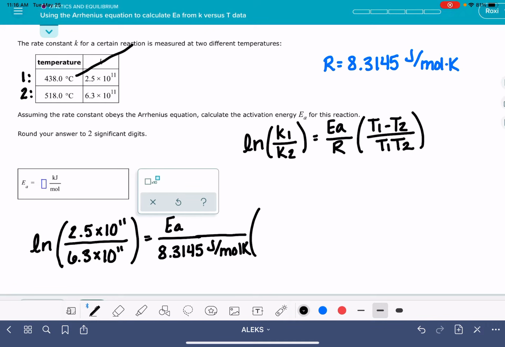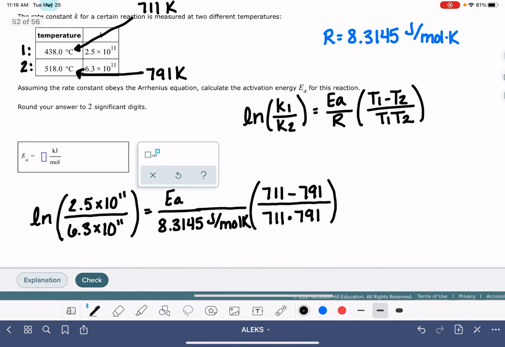So I'm going to convert both of these really quick to Kelvin. 438 plus 273 is 711 Kelvin. 518 plus 273 is 791 Kelvin. My T1 is 711 minus my T2, which is 791. I'm leaving the units off of this because this equation is cumbersome enough already. 711 times 791.